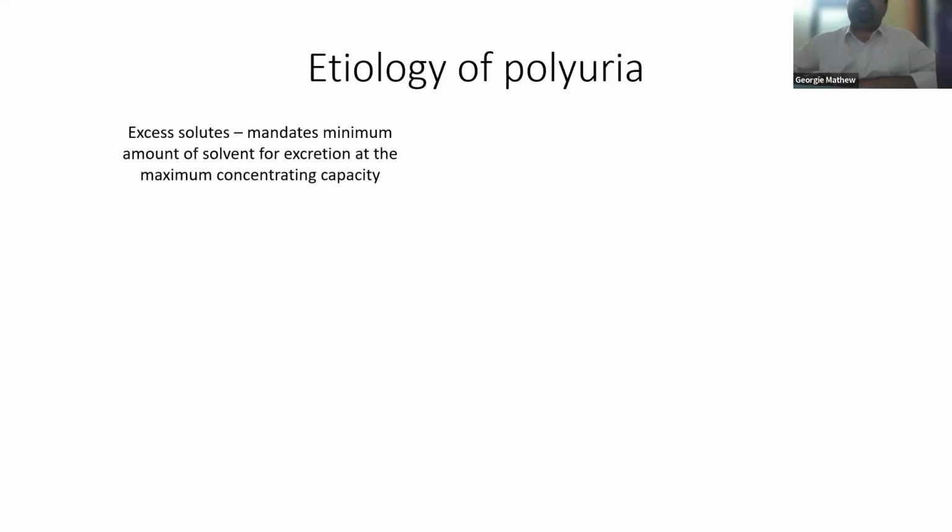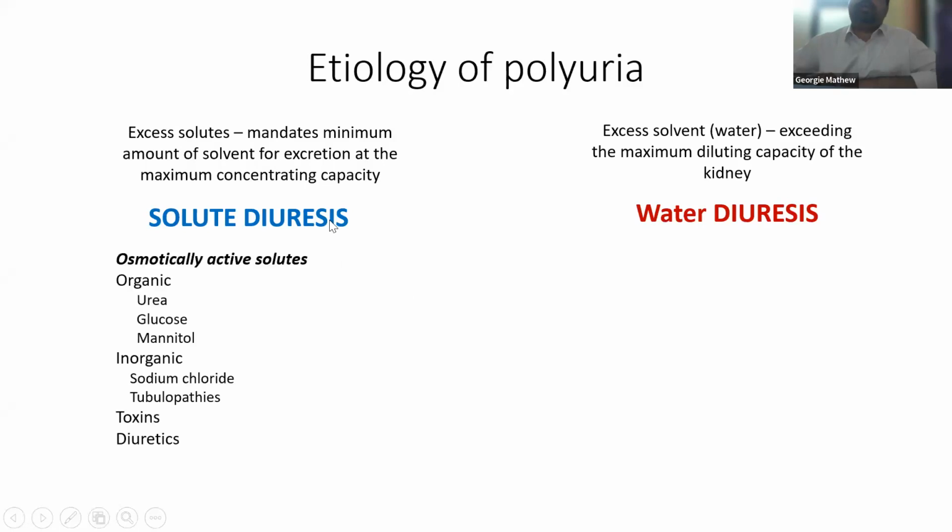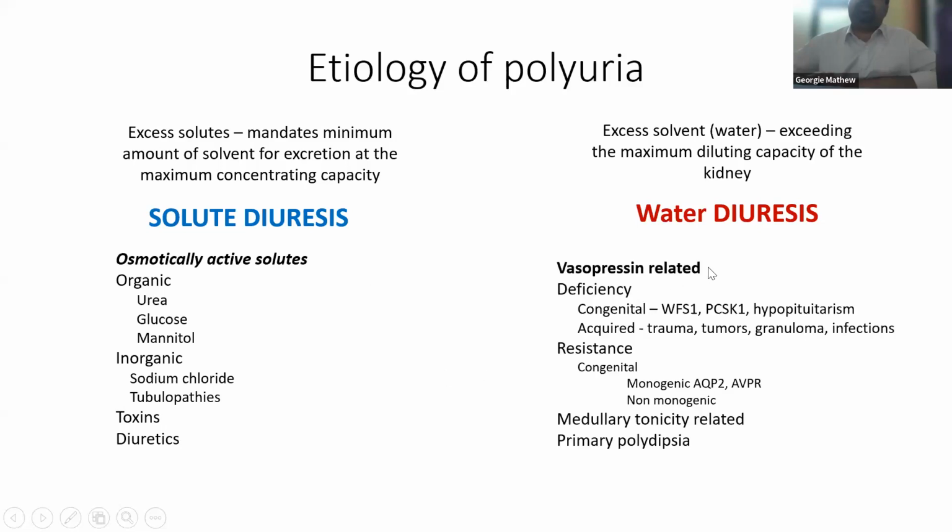So as I mentioned, excess solutes mandate a minimum amount of solvent for excretion at the maximum concentrating capacity. This phenomenon is called solute diuresis, and the excess solvent which exceeds the maximum diluting capacity of the kidney is called water diuresis. The important causes of solute diuresis are osmotically active solutes, which may be organic, inorganic, toxins, or diuretics. Water diuresis could be vasopressin related, medullary tonicity related, or primary polydipsia in children.